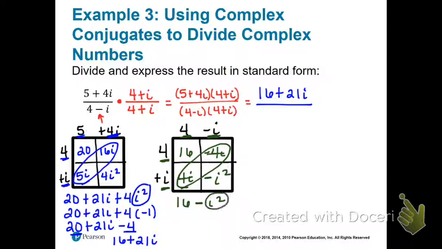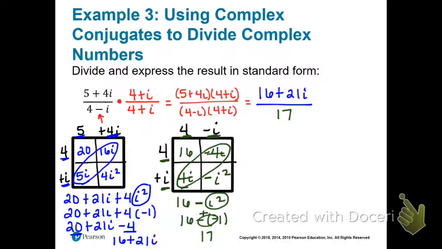I know I can deal with i squared, so I'm going to bring down my 16 minus, and i squared is a negative 1. Then I have 16 minus a negative. Well, minus a negative is a plus, so 16 plus 1 is 17. And so we get 17 in our denominator.